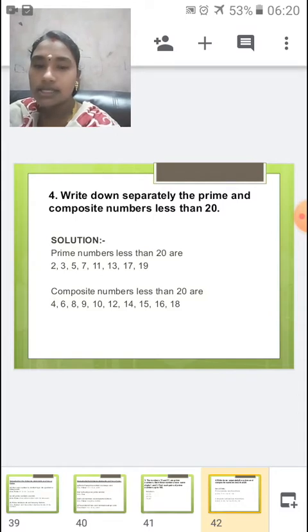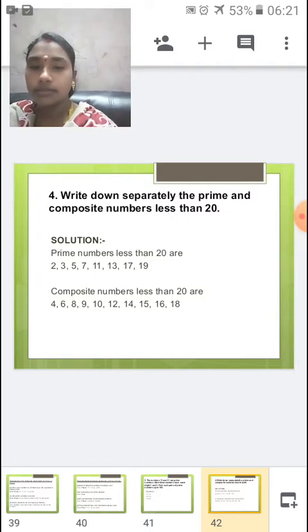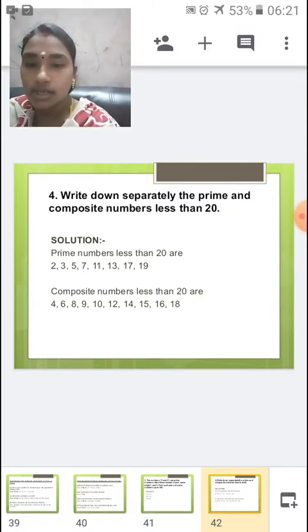Composite numbers less than 20 are 4, 6, 8, 9, 10, 12, 14, 15, 16 and 18. Since they are asking less than 20, the number 20 will not be in this solution. They are asking only less than 20.